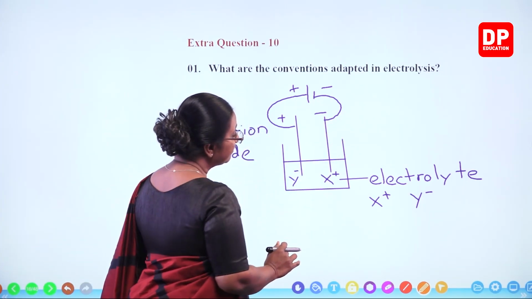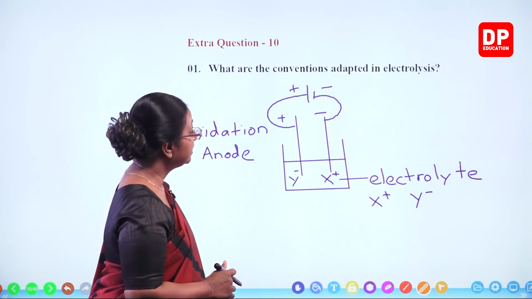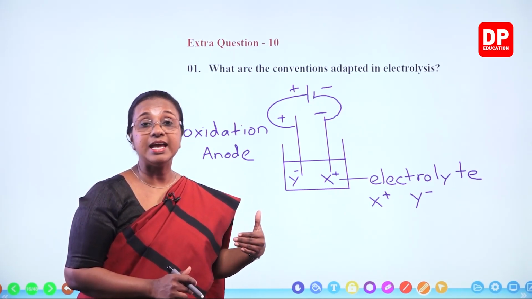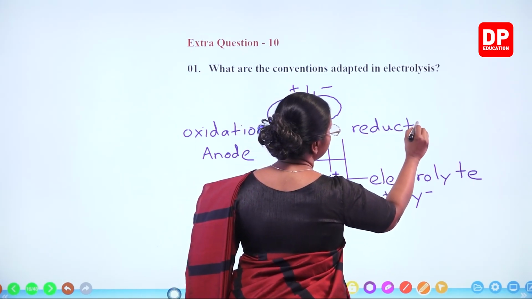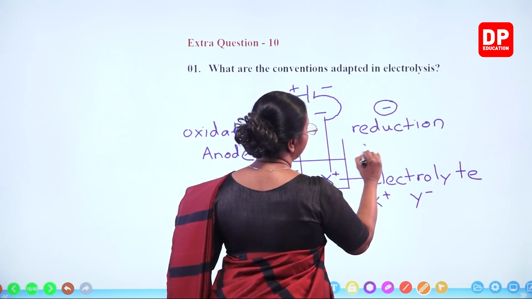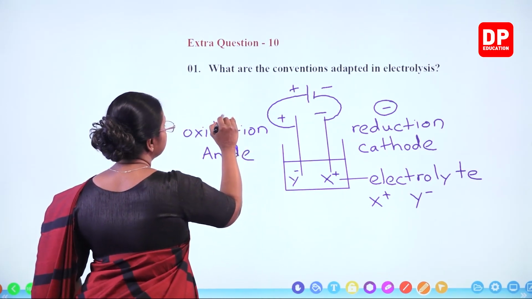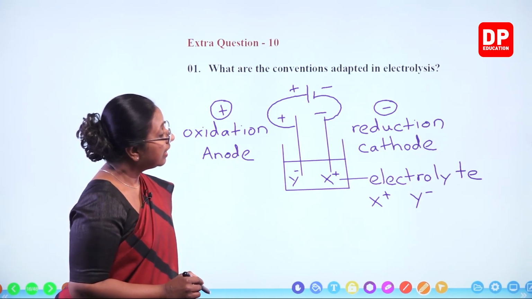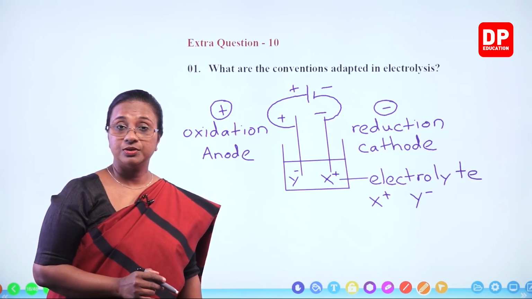And near the negative electrode, the positive ions or the cations migrate towards the negative electrode. There they take up electrons from the electrode and get reduced. So here it is reduction. And because reduction occurs at the negative electrode, we call it the cathode. So this is the positive electrode where oxidation happens and it is the anode. Negative electrode where the reduction occurs, it is the cathode.